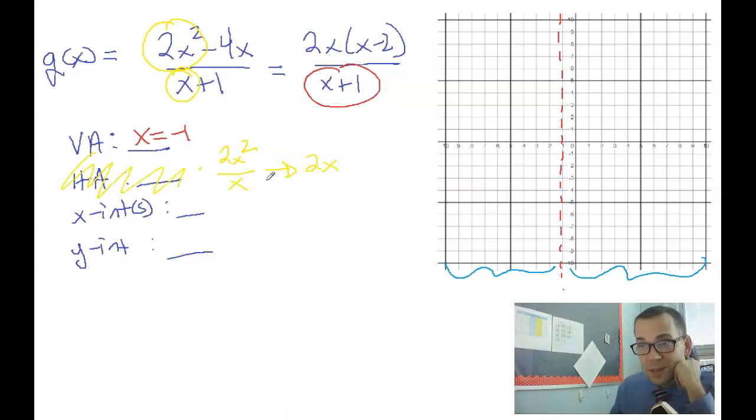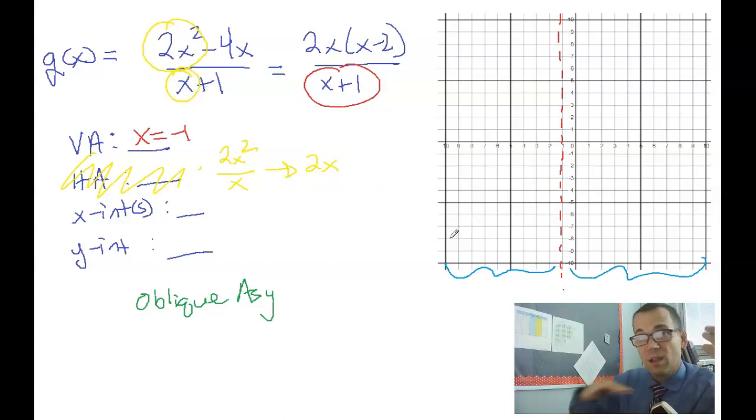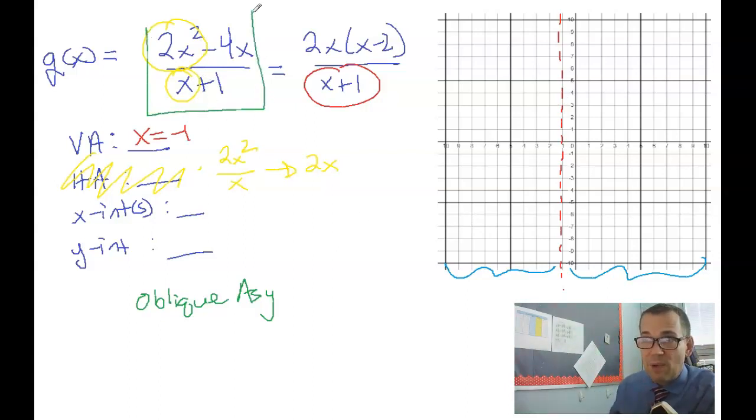However, this is like a linear function, so we can say more about what this is going to do. And this is the whole oblique or slanted asymptote idea. When the degree of the numerator is exactly one more than the degree of the denominator, there'll be a slanted asymptote that we can find. And here's how we find it. We take this expression, and we're going to bust out good old synthetic division.